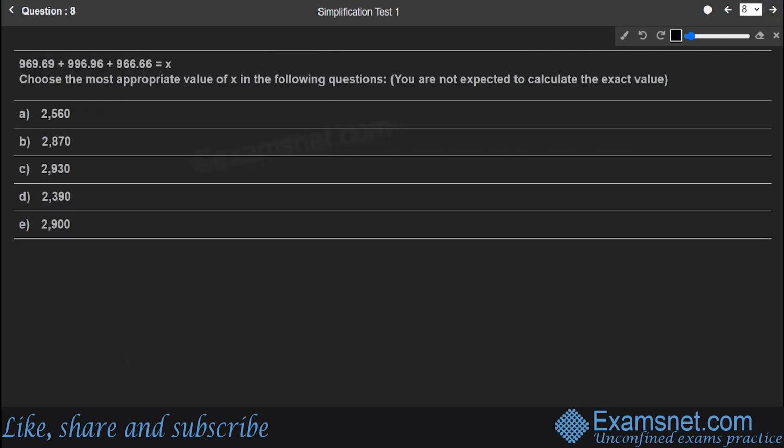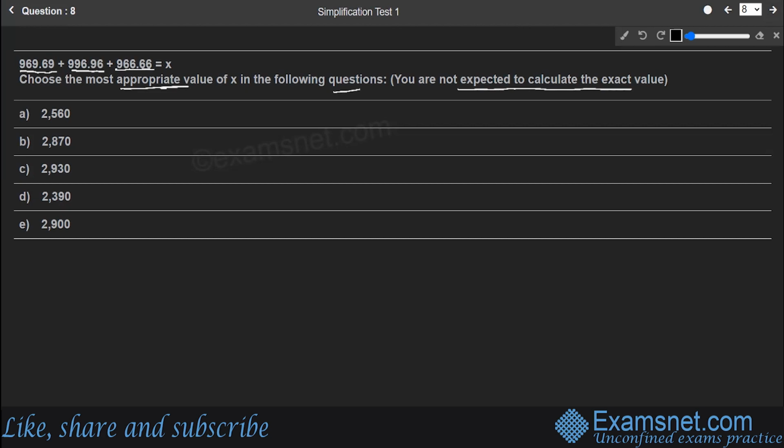Now, there is an expression that is required to be solved. 969.69 plus 996.96 plus 966.6 is equal to x. Choose the most appropriate value of x in the following question. You are not expected to calculate the exact value. For these kinds of questions, we are just supposed to guess the right answer. We are not supposed to exactly calculate each and every digit.